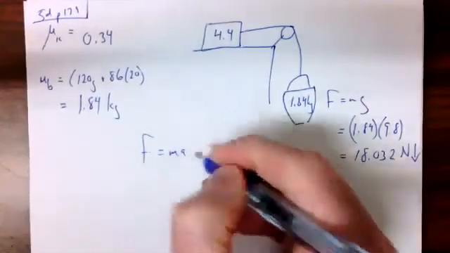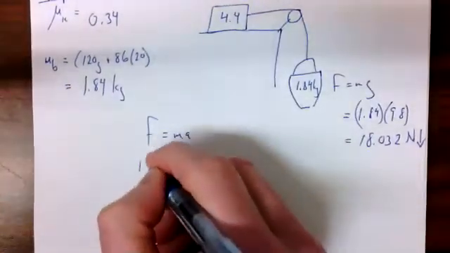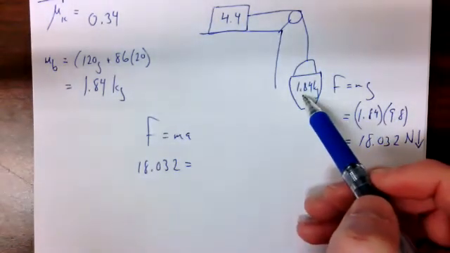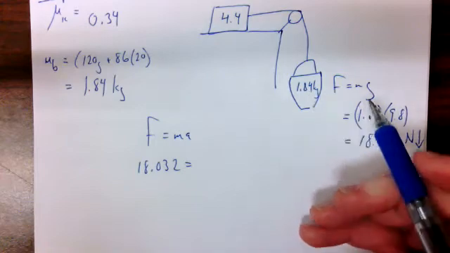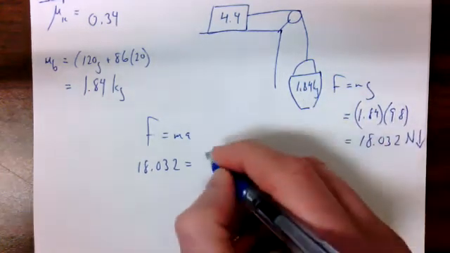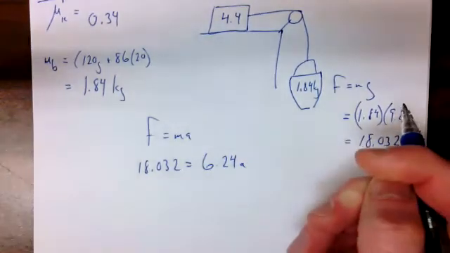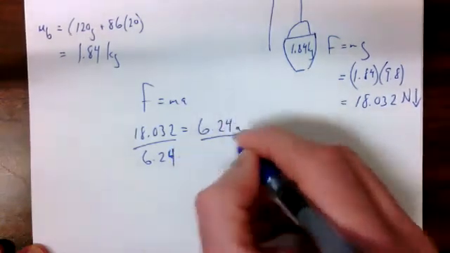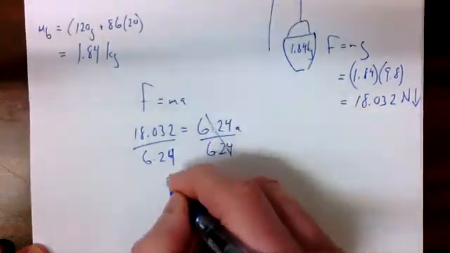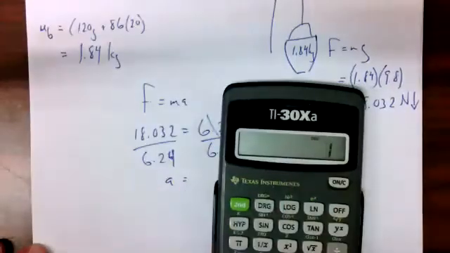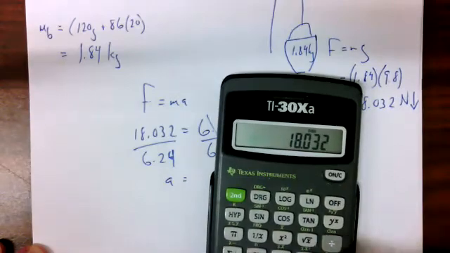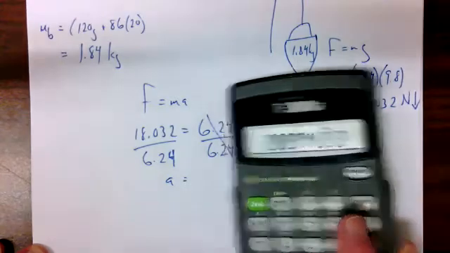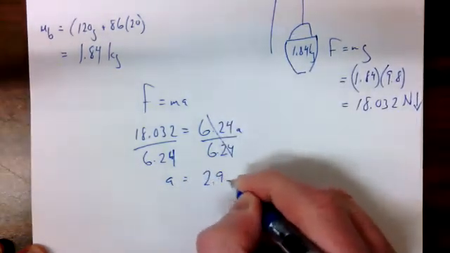Good. So now F equals MA. We have 18.032 equals the mass. Now it's both blocks, so 4.4 plus 1.84, that's 6.24. So 6.24 times A. Divide both sides by 6.24. Acceleration, 18.032 divided by 6.24, 2.9 if we're doing 2 sig figs, 2.9 meters per second squared.